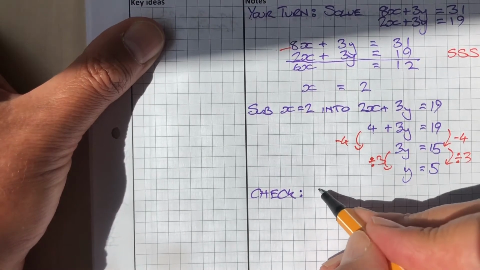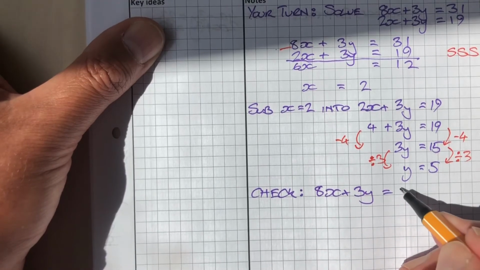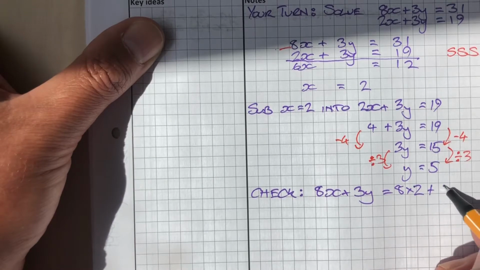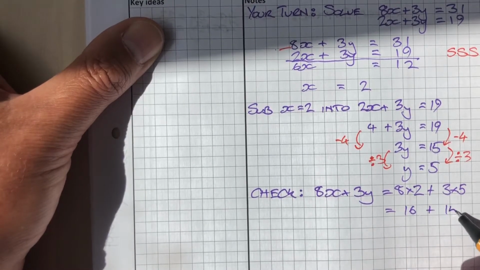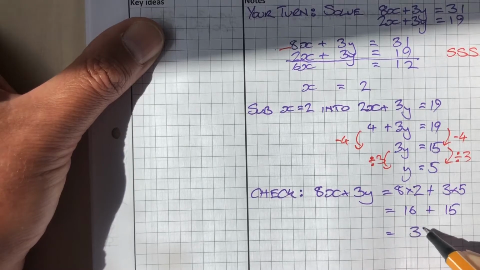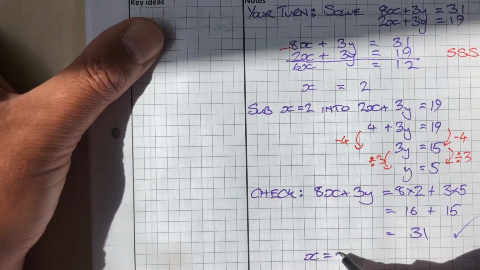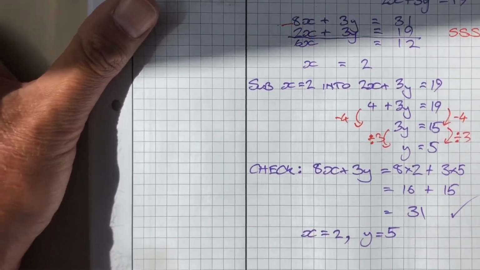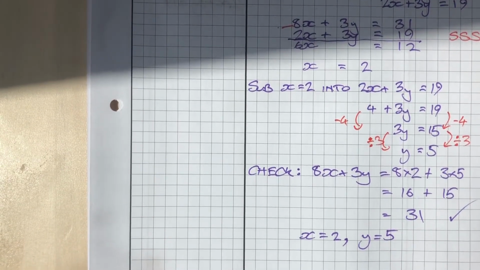So the first equation, 8x add 3y becomes 8 times 2 add 3 times 5. That's 16, add 15, and that is 31. I am correct. So x is 2 and y is 5. Great. So that's that sorted.